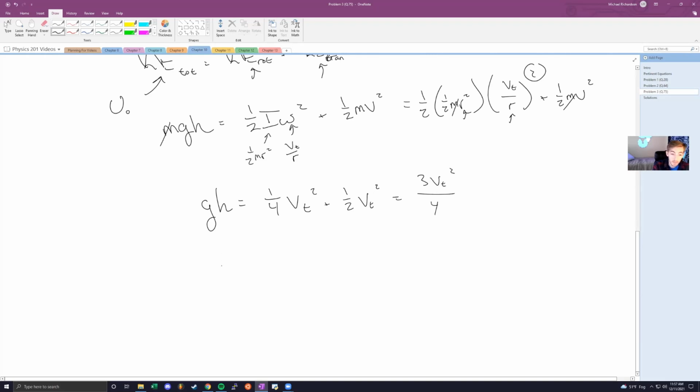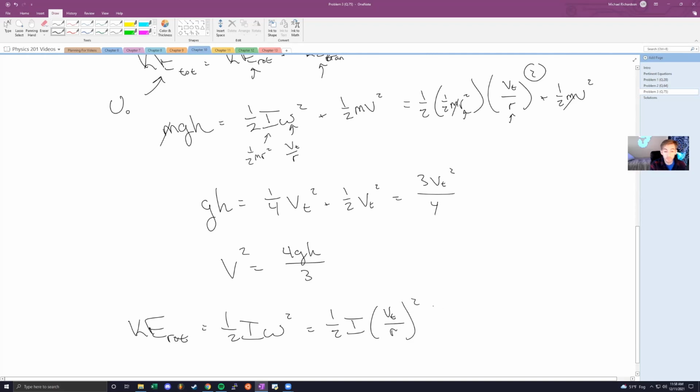So we get that the velocity squared is going to be equal to 4gh over 3. The reason that we wanted to find this velocity was so that we could plug it back in to our rotational kinetic energy, by knowing that our omega can be transformed into v_t divided by r, that entire quantity squared.